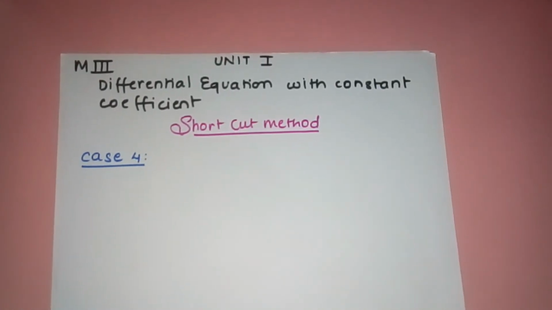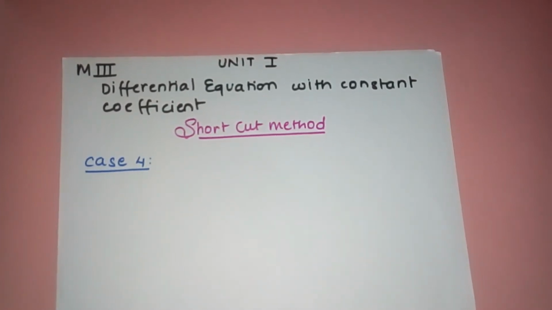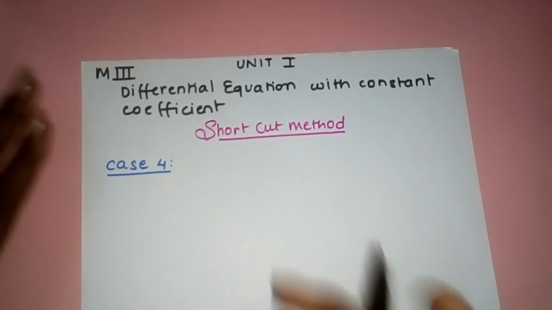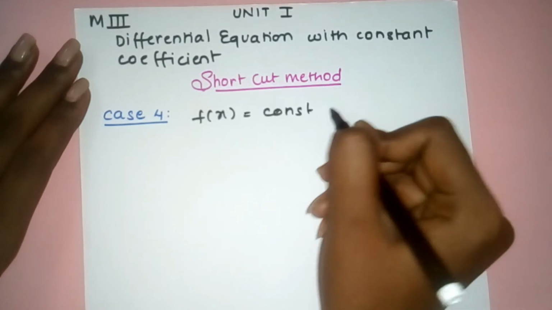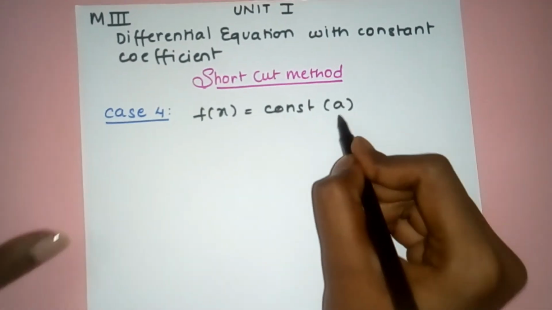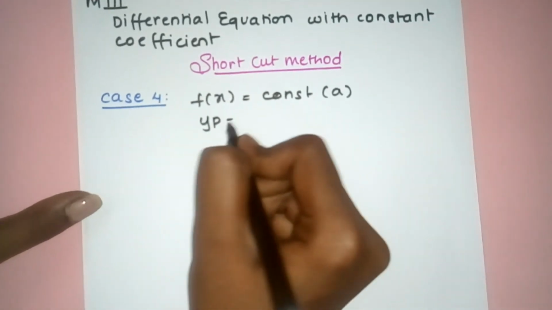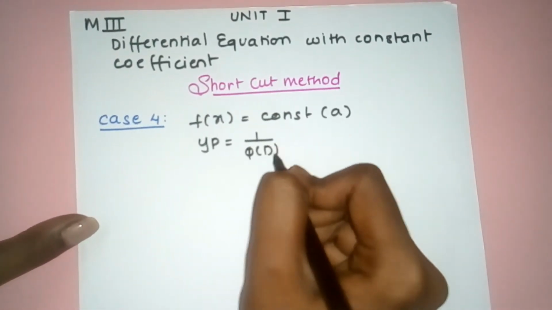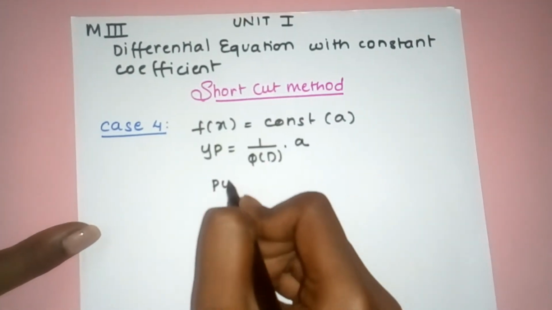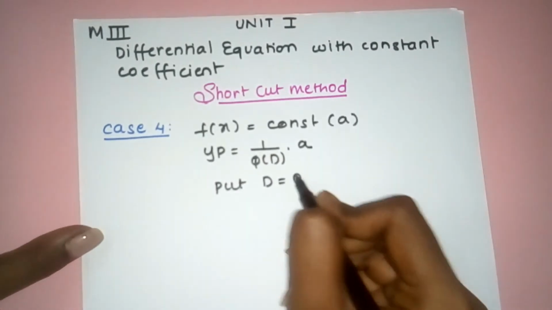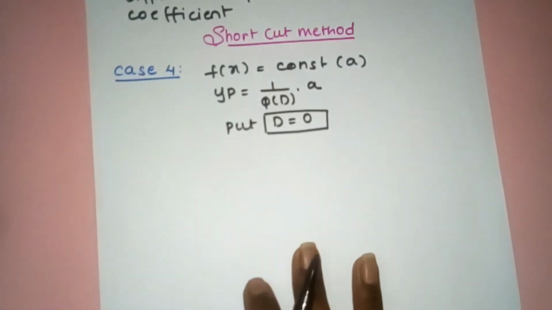In this video we'll be seeing case 4 of the shortcut method. This is the simplest case of all. In this case, if f of x is equal to any constant, that is a, it can be 2, 3, minus 2, 4, 5, anything. So if it is a, then yp is equal to 1 upon phi of D into f of x, and if f of x is any constant, then put D is equal to 0. This is as simple. So we'll see an example so you'll understand it better.